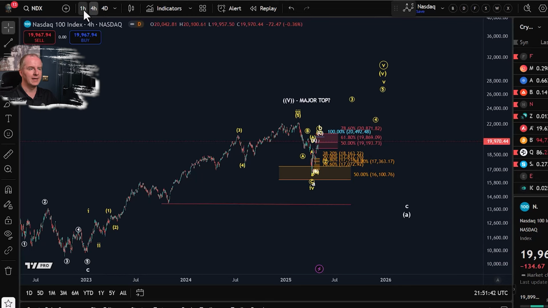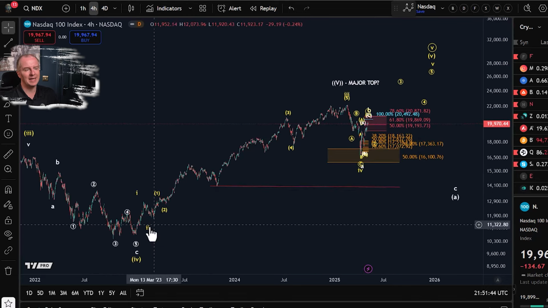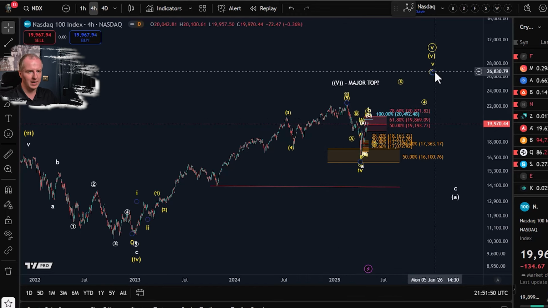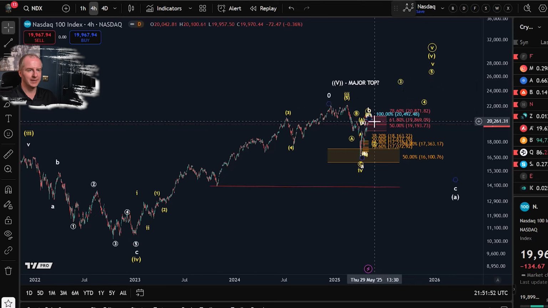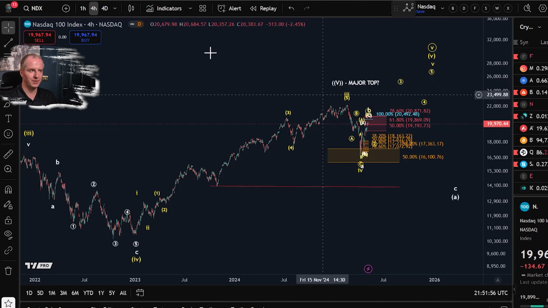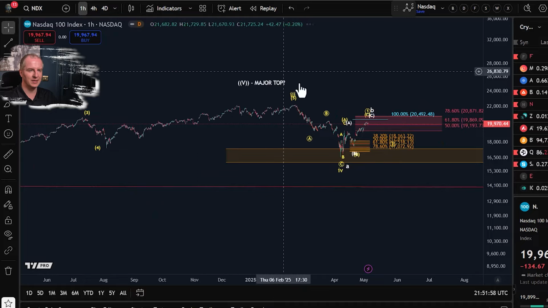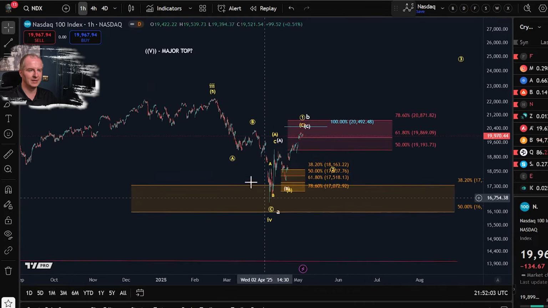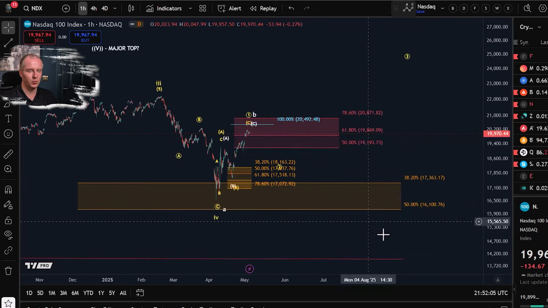But for now, the idea is that if I want to call that move up technically complete, I think it would look best with one more high. We'll have to see. For now, I think the focus needs to be on the shorter time frame. The idea in the last videos was that we might have formed the low here in this fourth wave. That was one of the support levels.